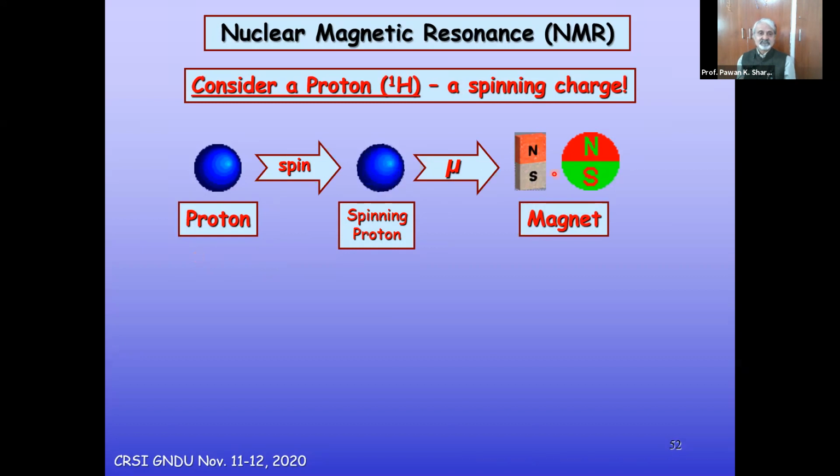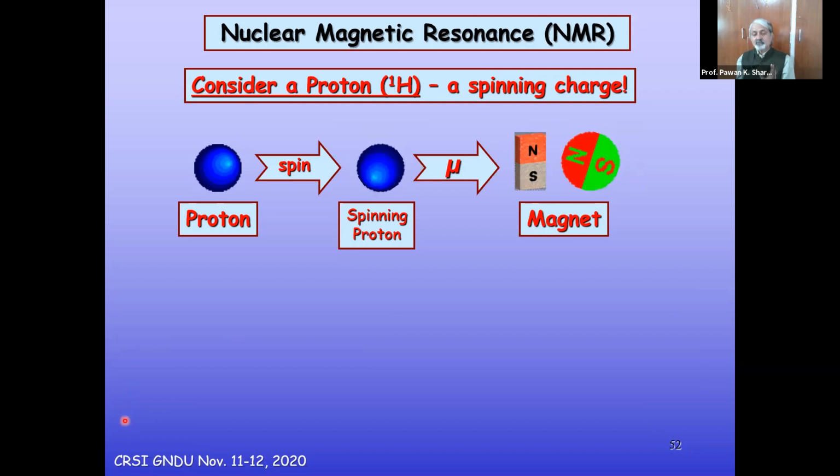As I said, let's not talk about the bar magnet with the north and south. We can talk about a spherical magnet that can also have north and south, and I have shown it with a color code. Red means north and green means south, right? So this spherical magnet, a proton, is spinning. This is my nucleus now. My nucleus is a tiny magnet. It's a spinning charge, a spinning magnet having a north and south pole.